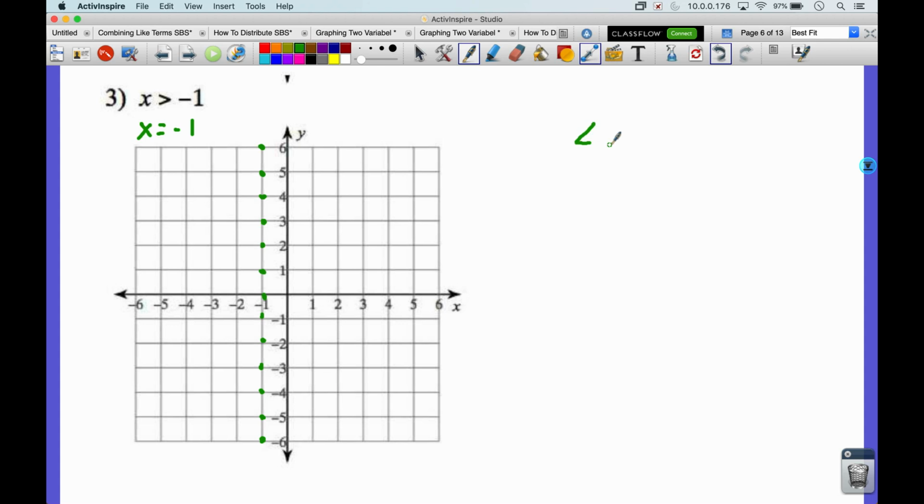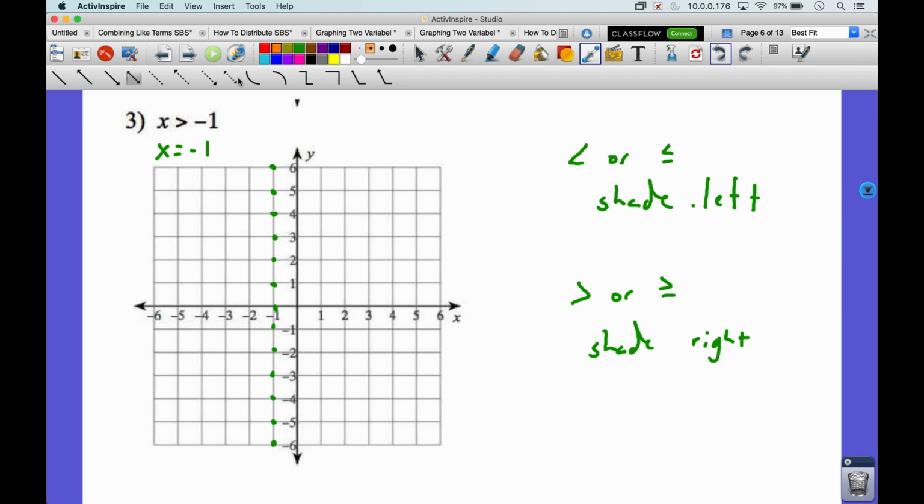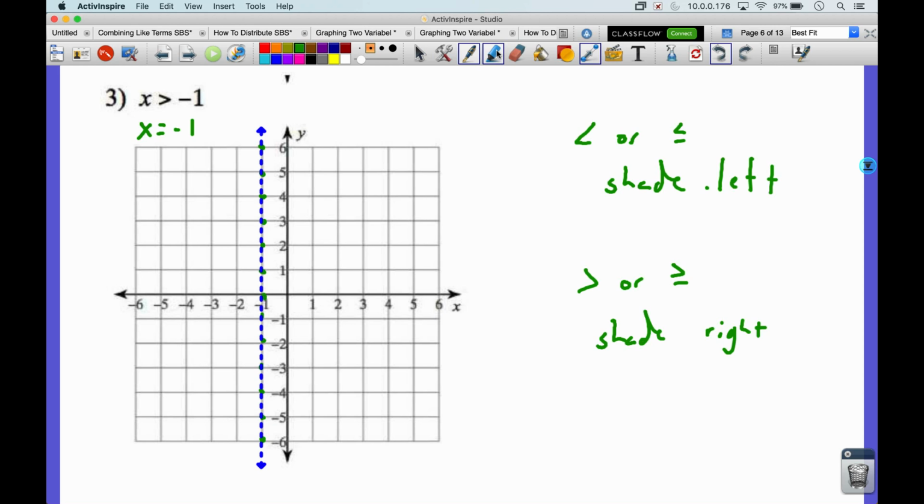So if it's a less than or a less than or equal to, shade left. It's kind of like the way that these are pointing. If it's a greater than or equal to, you're going to shade right. The rules for solid versus dotted line are the same. This is just a greater than, so dotted line here. You can only use this if the variable is on the left, by the way, so make sure if the variable is on the right to switch it around. We're going to shade to the right, so we're going to shade over here.